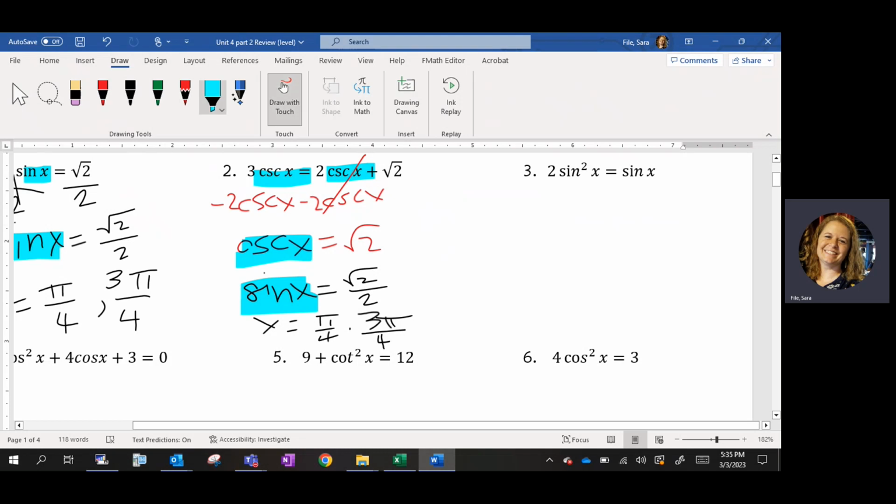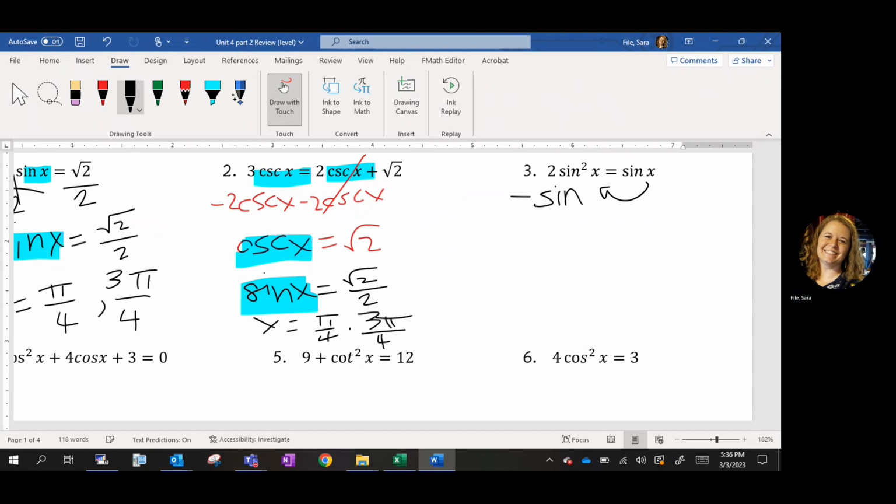Now on number 3, there's sine on both sides, but it's different than number 2 because one of them is squared and one of them is not. So I can't just move them to the same side and combine them. I am going to move them to the same side, but I'm not going to be able to add or subtract them together, because that's like having x squared and x. You can't add or subtract them. So I'm going to move this sine of x over to this side by subtracting it.